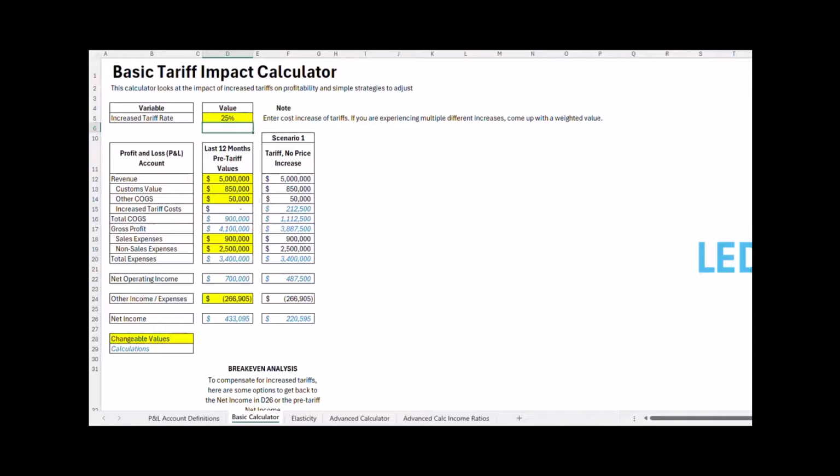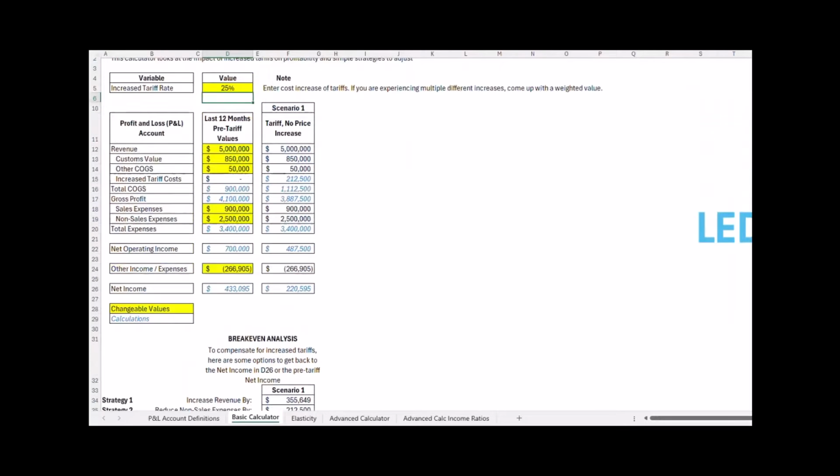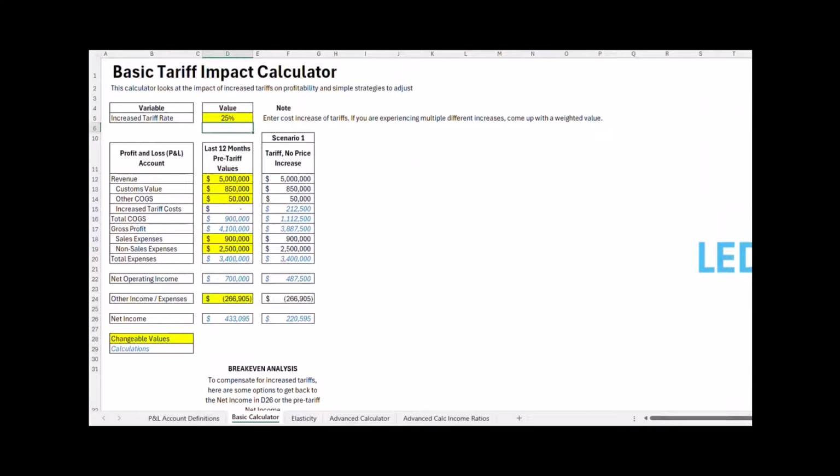From here, if you scroll down just a bit, you'll see this break-even analysis. So to compensate for increased tariffs, these are some options to get you back to the net income that you have right here in cell D26. So in this one, a strategy would be to reduce your non-sales expenses by $212. Another one would be to increase your revenue by $355,000. So this gives you some information for what you could potentially do if you were trying to not increase your prices at all.